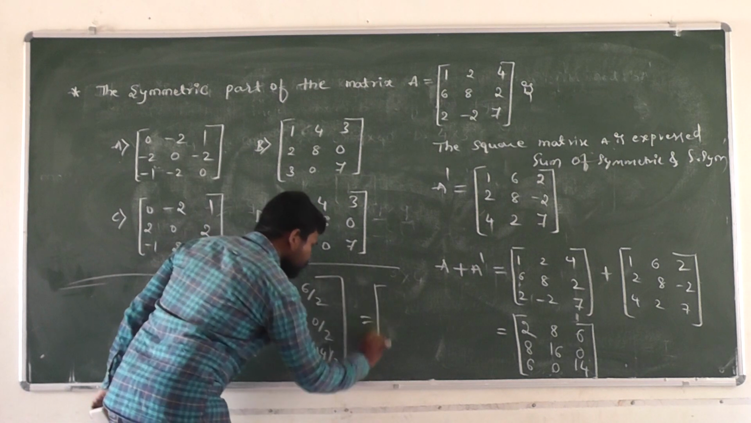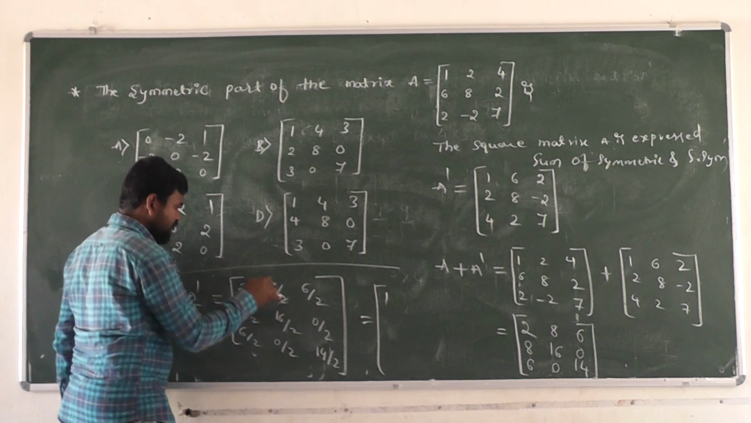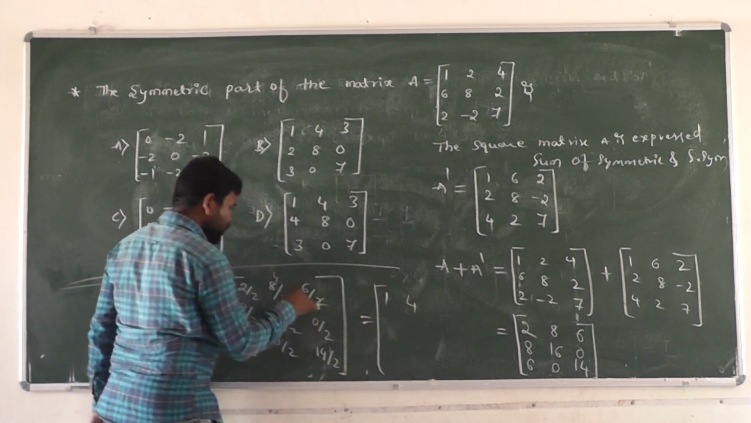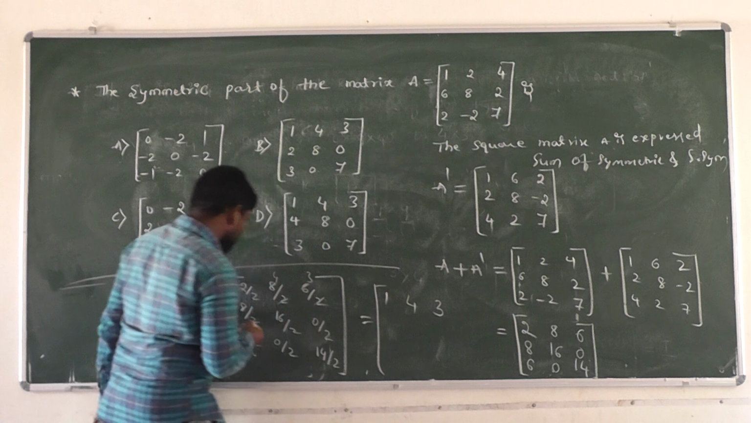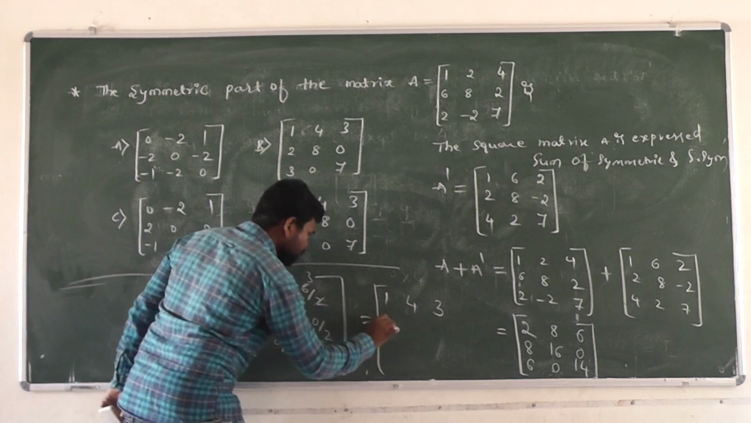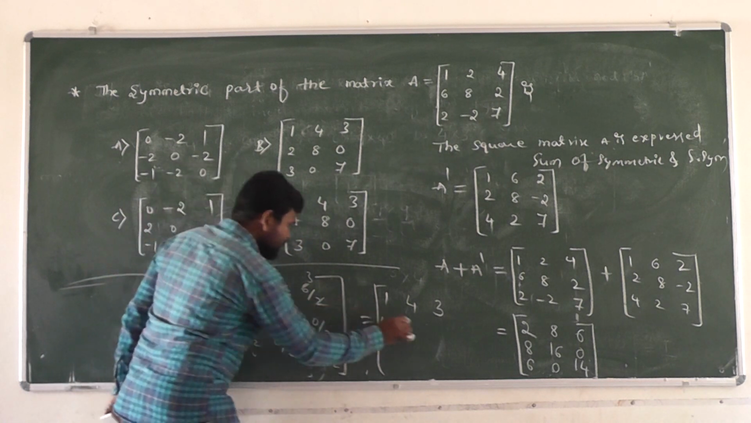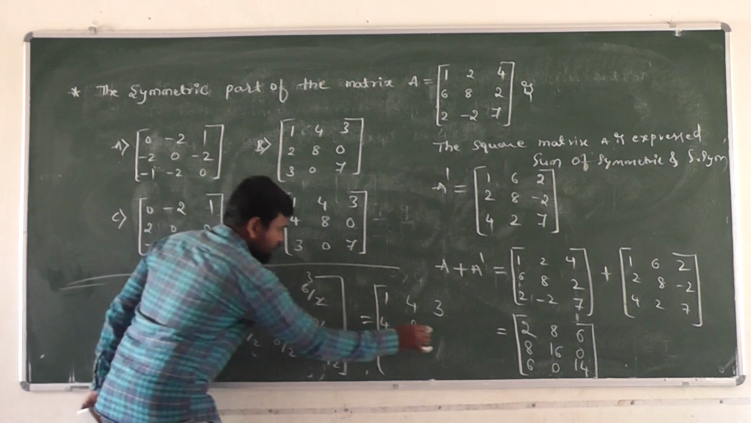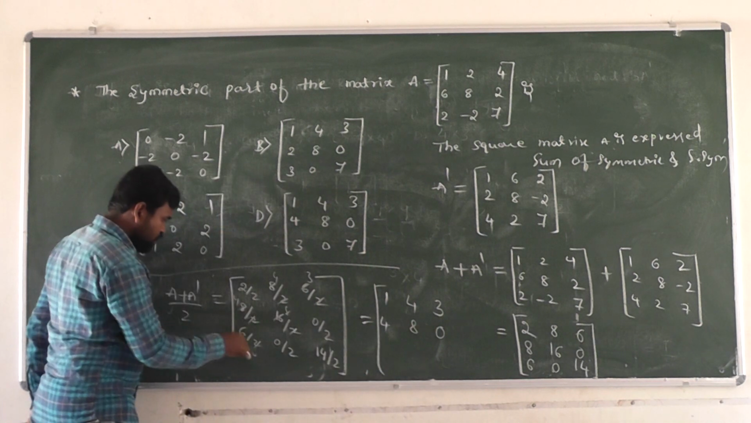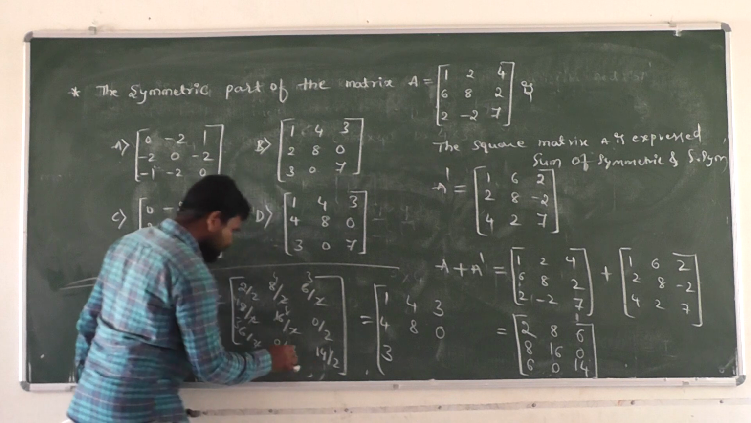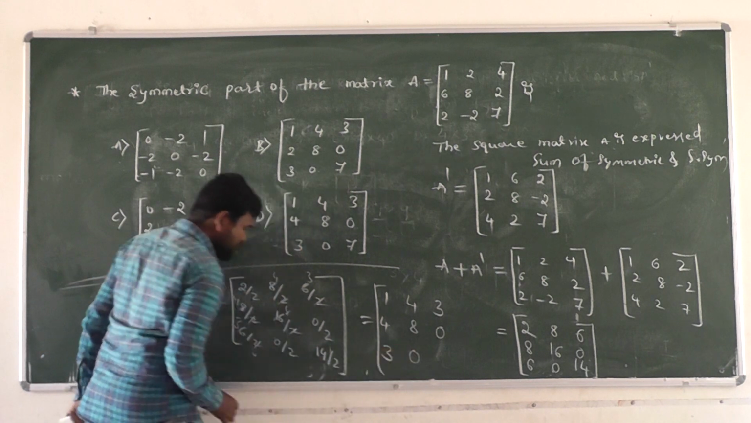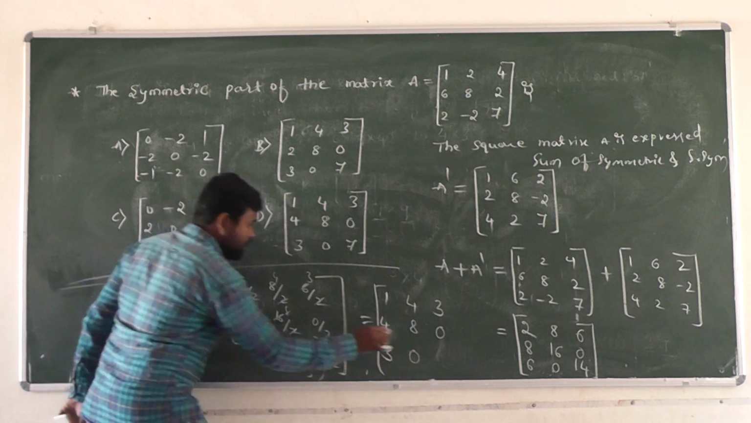2 by 2, 1. 2 ones are 2, 4. 4. 2 ones are 2, 3. And next 2 ones are 2, 4. 4. Next 2 ones are 2, 8. Next 0 divided by 2, 0. Next 2 ones are 2, 3. 3. 0 divided by 2, 0. 2 ones are 2, 7.